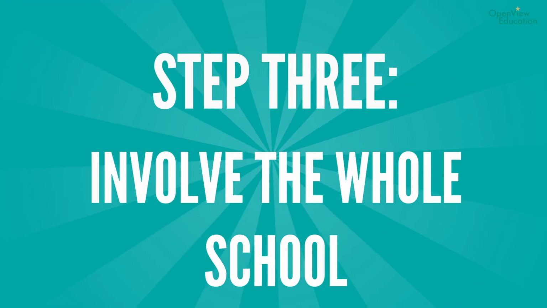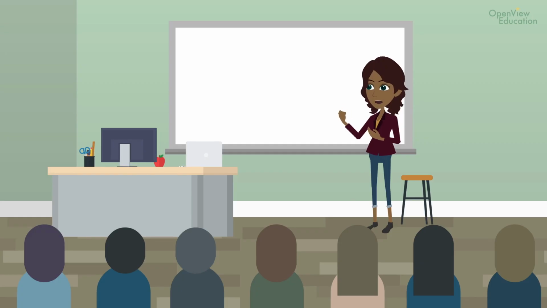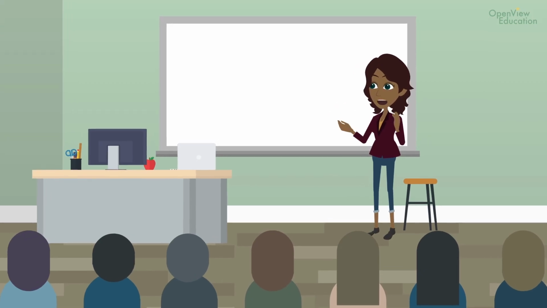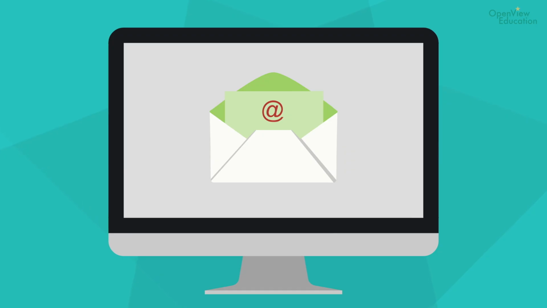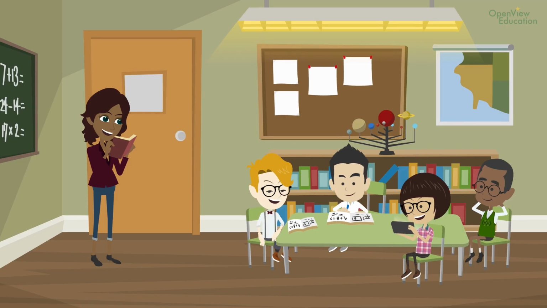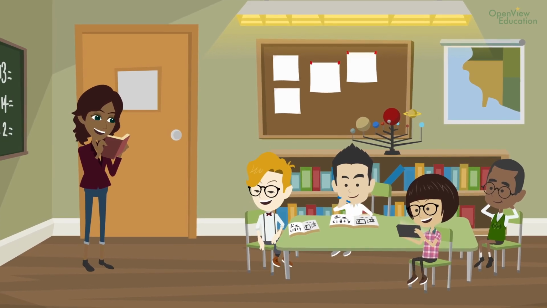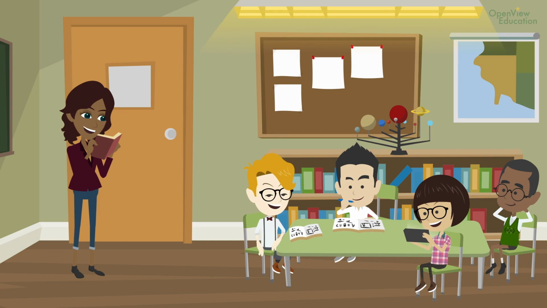Step 3. Involve the whole school. Anti-Bullying Week works best when the whole school gets involved. From assemblies and class activities to parent newsletters, everyone should hear the same message. Kindness is our culture. Invite student voice, create shared ownership, and remember, this is not just one week, it's part of your wider safeguarding approach.